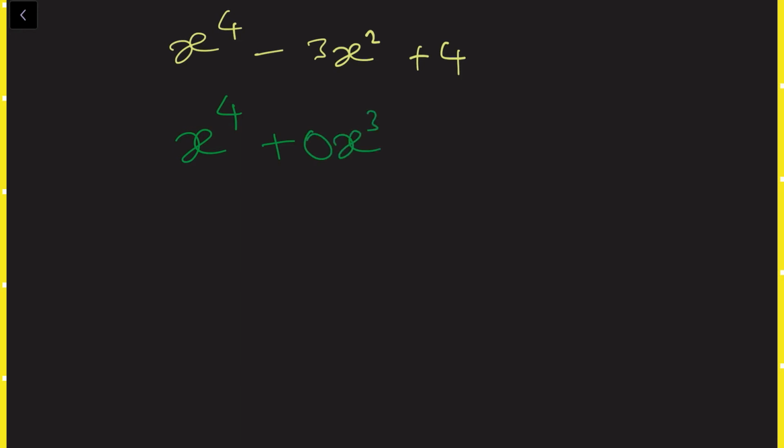Okay. The given polynomial is x power 4 minus 3x square plus 4. Now, if you observe the given question clearly, x power 4 is there, but after power 4, power 3 is not there, so that's why I am writing it as 0x power 3, because 0x power 3 is nothing but 0, it doesn't have any value, so no problem.